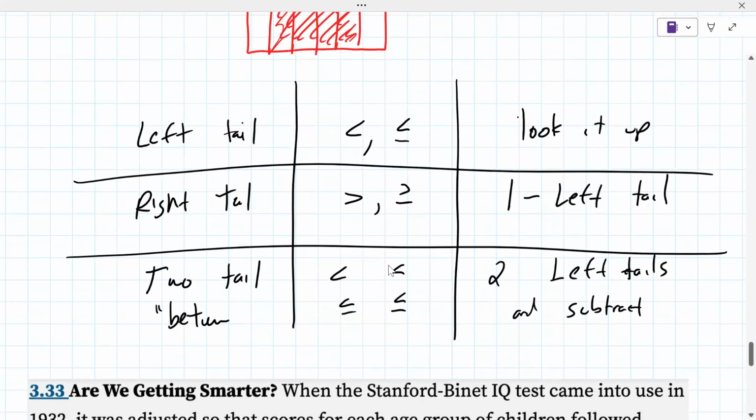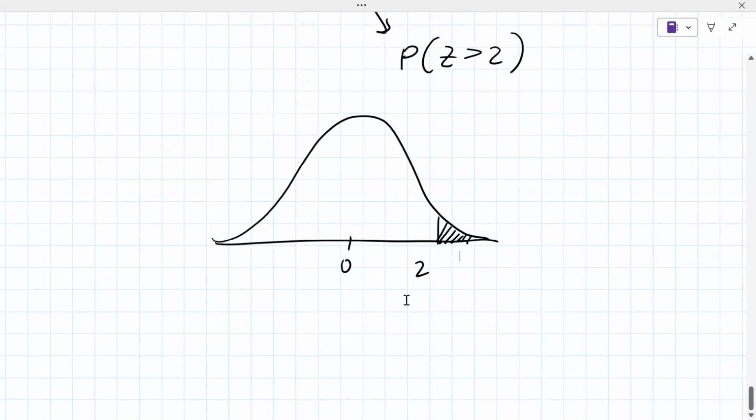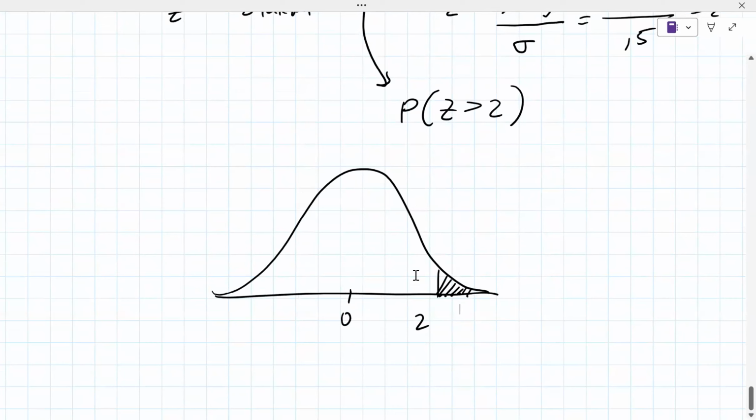Does the table give you the area right of two? No, it doesn't. It only gives you left. So you can't get this directly. You have to go find the area to the left of two and subtract it from one. So this is going to be one minus whatever this area is.